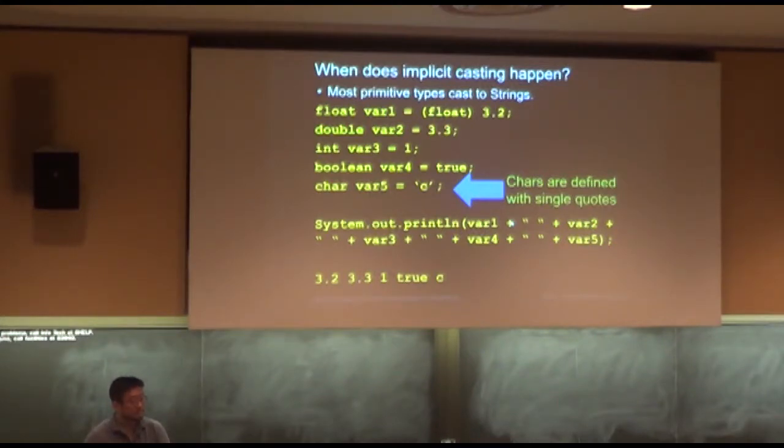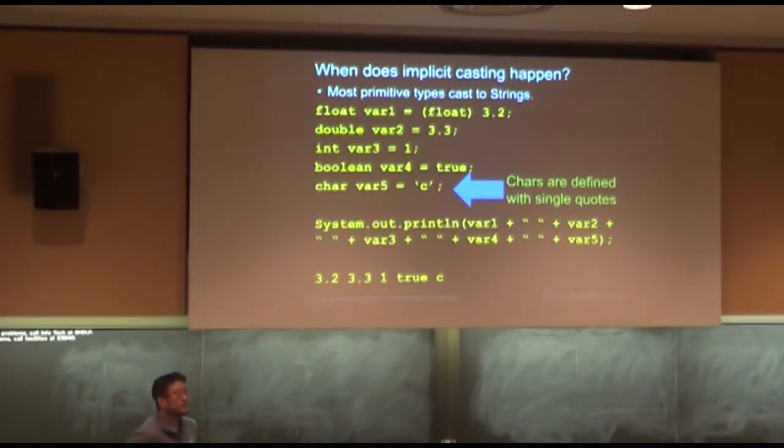So you actually want to put a space in between the two quotations? Yes, that's intentional because the space between the quotations is literally the space that I'm adding here between 3.2 and 3.3, or here between 3.3 and 1. The output is literally the things at the bottom of the screen. var1 is 3.2, var2 is 3.3, var3 is 1, and you can see how that is on the bottom of the screen. It's 3.2 space, 3.3 space, 1 space, true space, C.